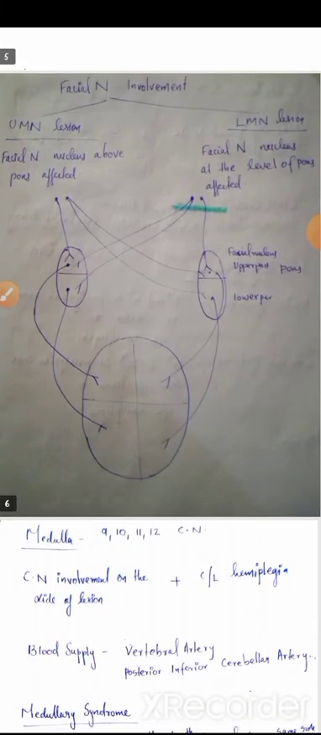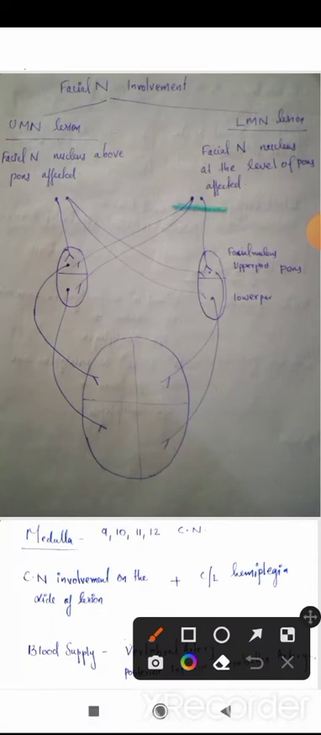Now most people have doubt in facial nerve involvement, that is, UMN and LMN lesion. The facial nerve has one nucleus at the level of the pons and another nucleus above the pons, most commonly in the internal capsule. So if it is a lesion above the pons, that will be a UMN type of lesion. And if the lesion is at the level of the pons, it will be an LMN type of lesion.